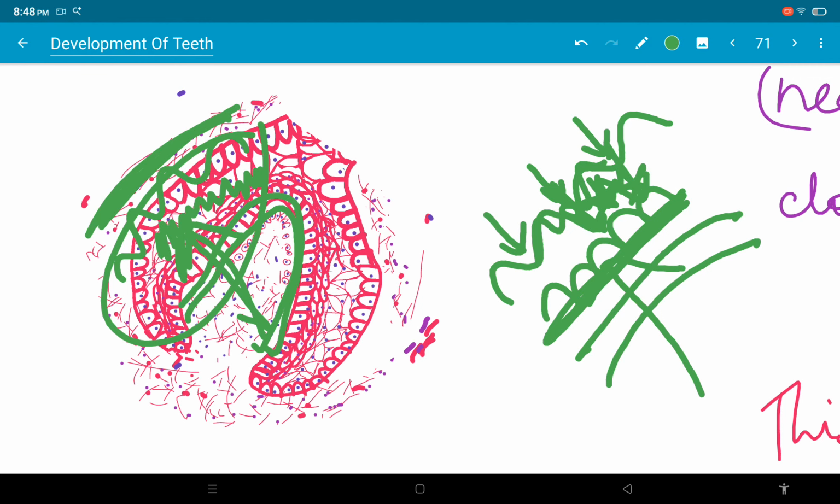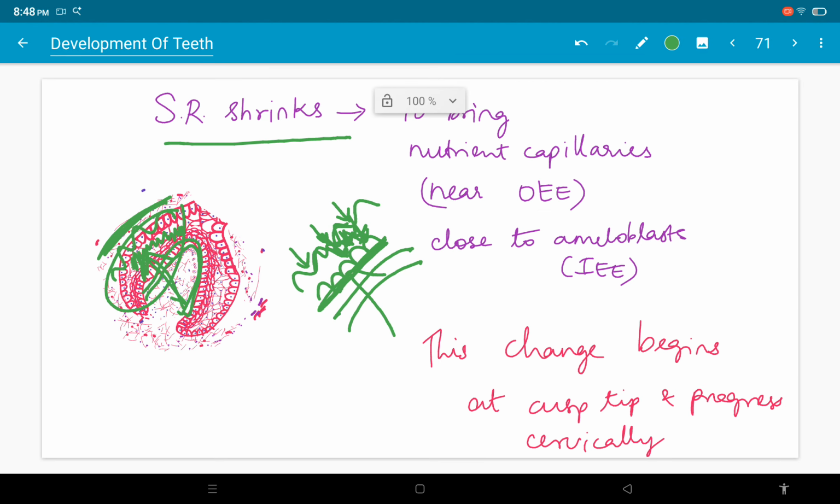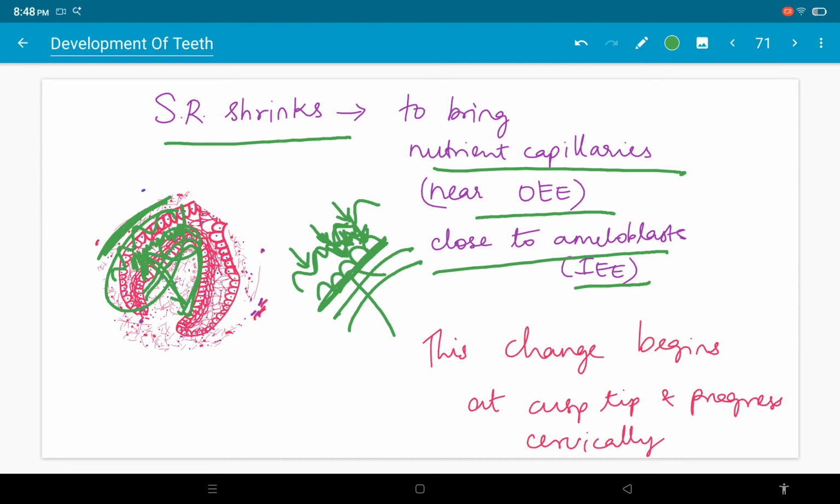So this is some theory. I hope you understood it. To bring the nutrient capillaries near the OEE, close to the ameloblasts, this change begins at the cusp tip and progresses cervically. So the enamel starts forming here and progresses cervically. Similarly, shrinkage also starts here and progresses cervically.